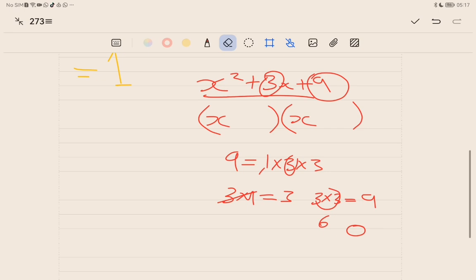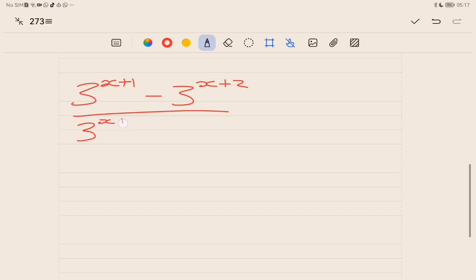So now let's move to the next problem. So the next one, what I need to tell you about this one is that when you see more than one term on the denominator or on the numerator, or both, there is a common factor that must be taken out. There must be a common factor that is taken out.